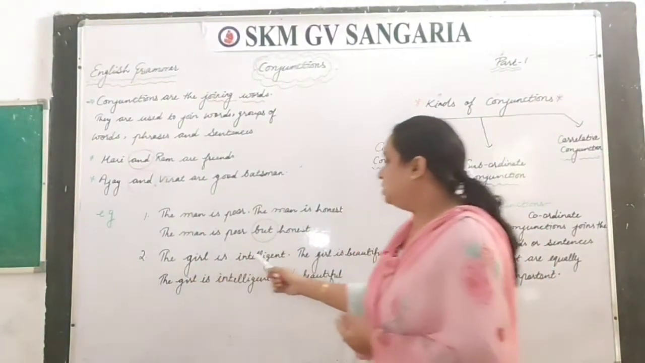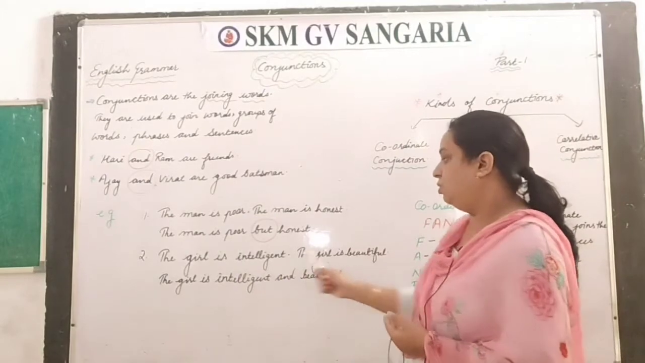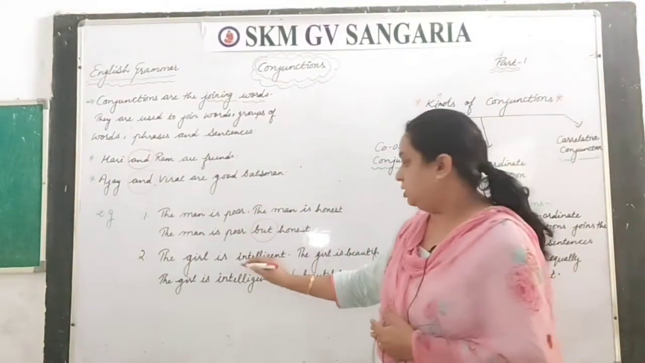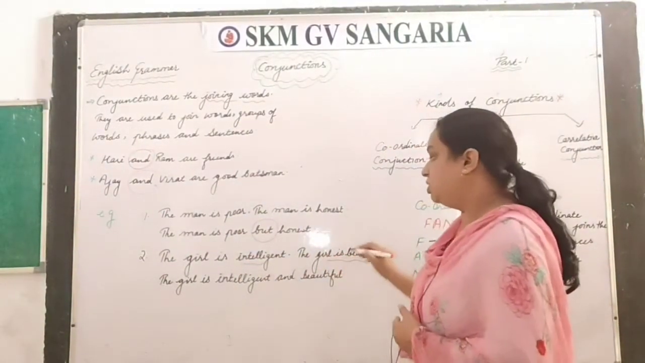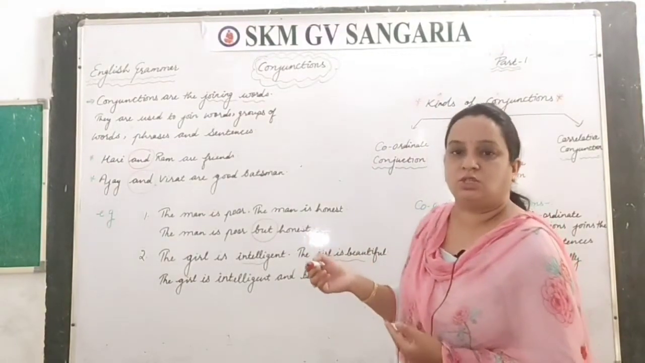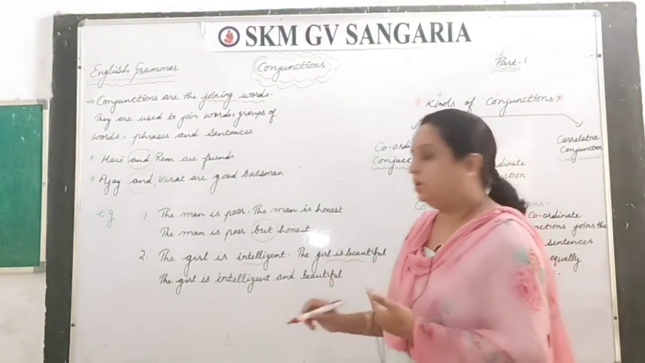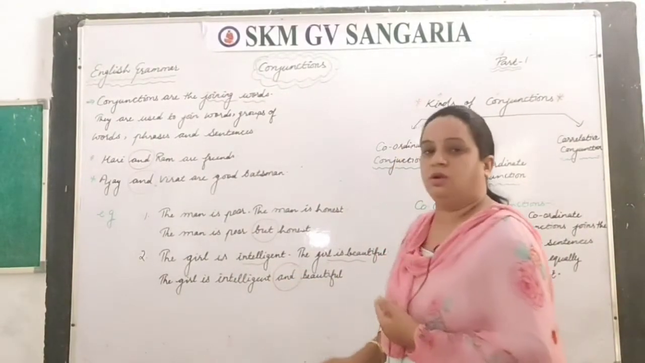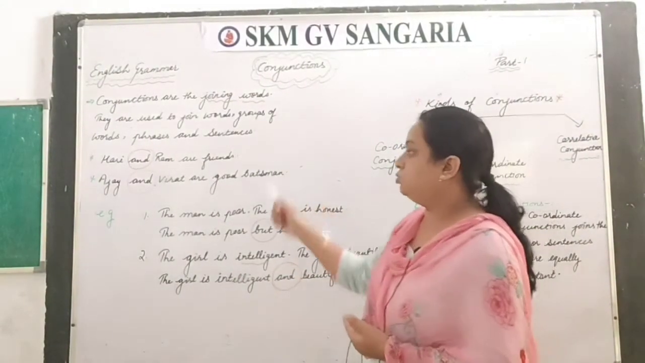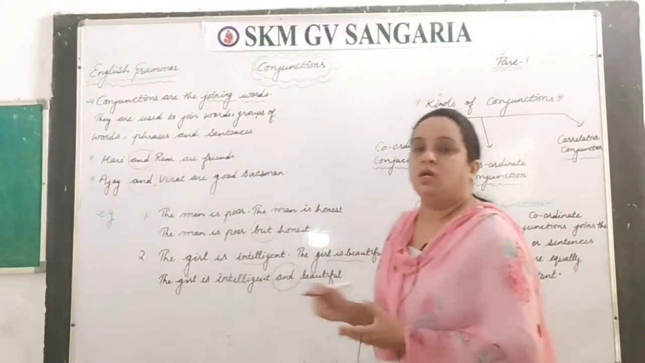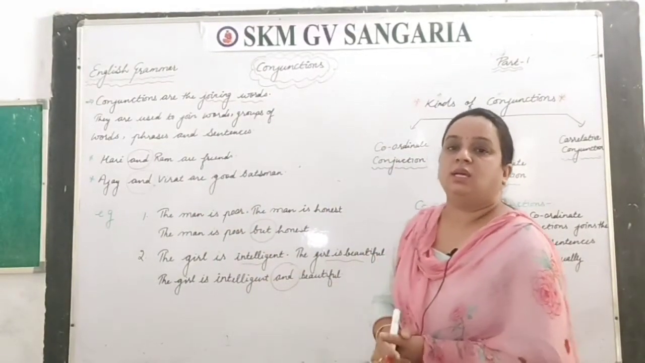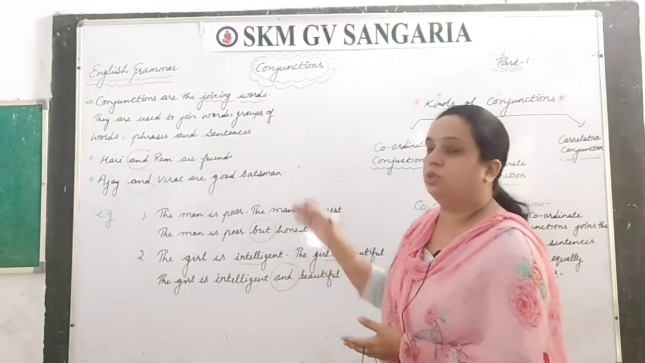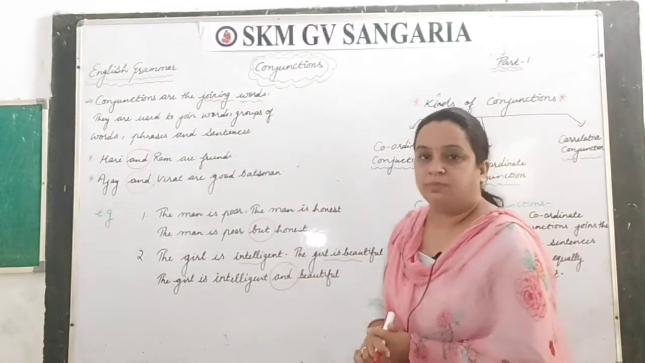Second, the girl is intelligent, the girl is beautiful. Both the adjectives are going in one direction, right? She is beautiful too, she is intelligent too. So what we will do here: the girl is intelligent and beautiful. Clear? So these words and and but are working as conjunctions in those sentences, right?